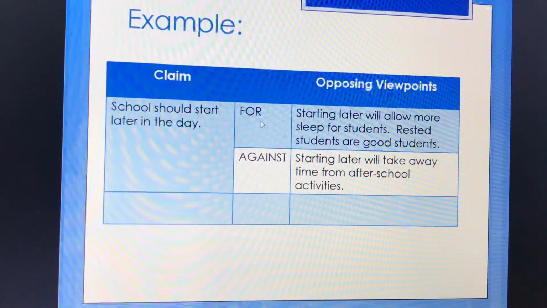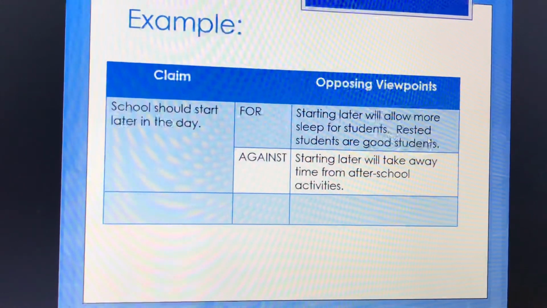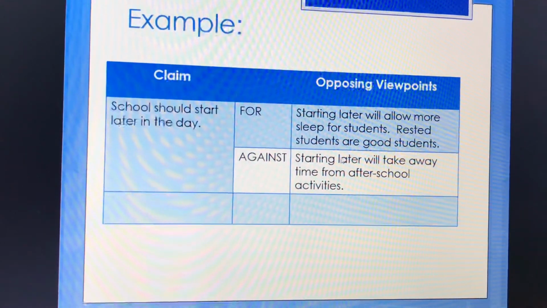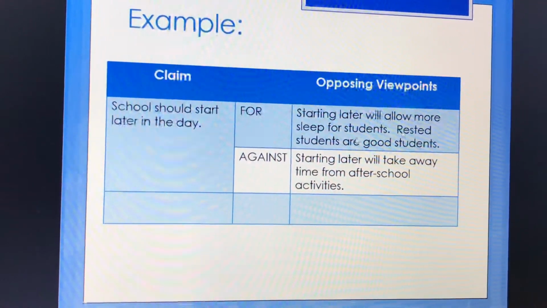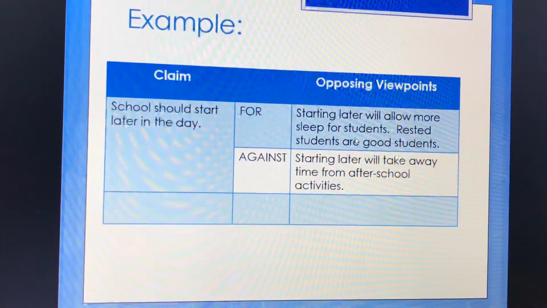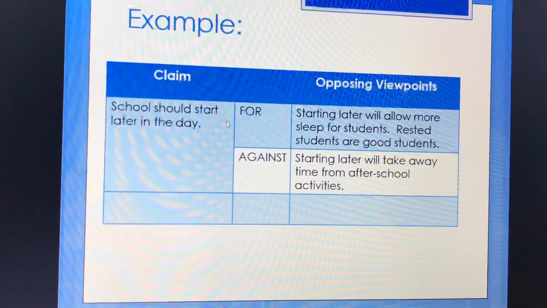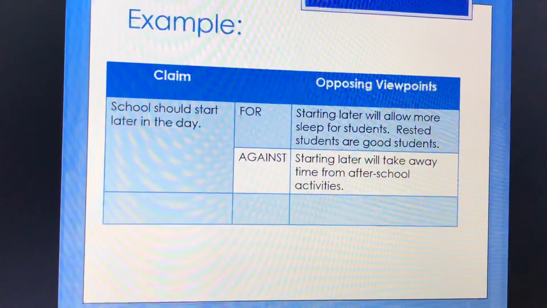Those who are for can say that starting later will allow more sleep for students. That means they are going to have the chance to rest, to have enough time to sleep, and by the time they go to school, they will be relaxed, and their ability to understand the lessons will be much better. Some people can say like that, so let the school day be late. We shouldn't start early in the morning. We can start at 10 o'clock, 11 o'clock, or something like that.